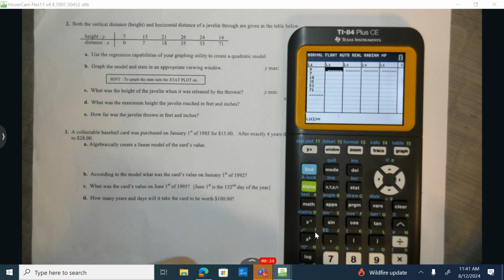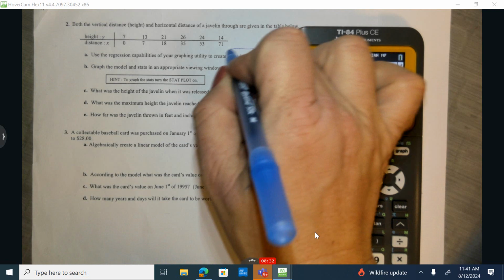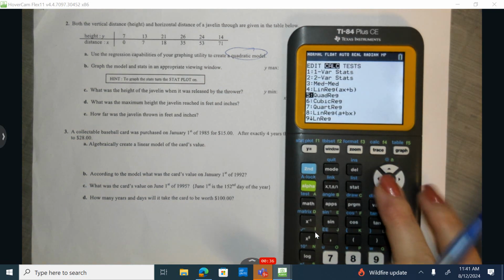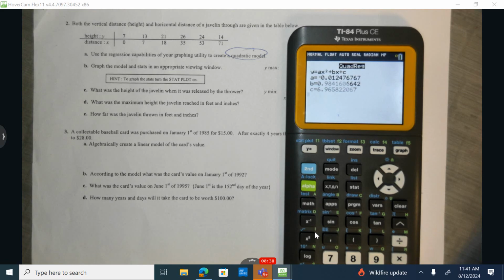Okay, now my y values. Okay, use the regression capabilities to create a quadratic model. So I'm going to go to stats, go over to quadratic, and press enter all the way through. Okay, now how do I enter it into this area?